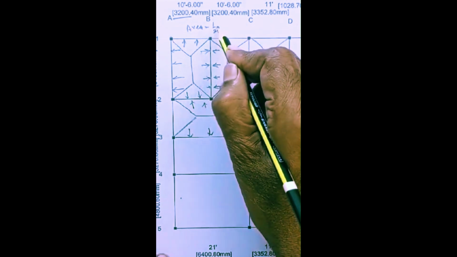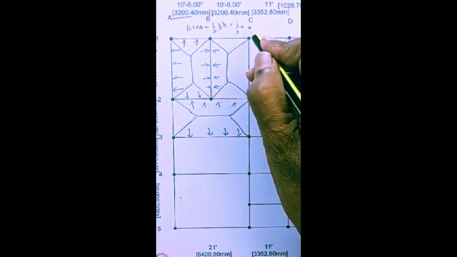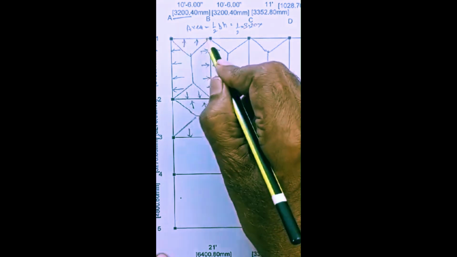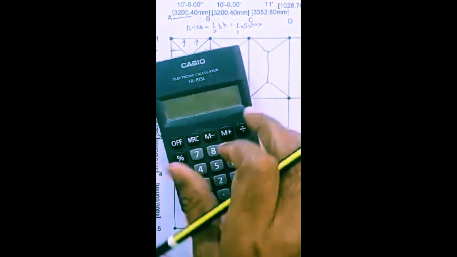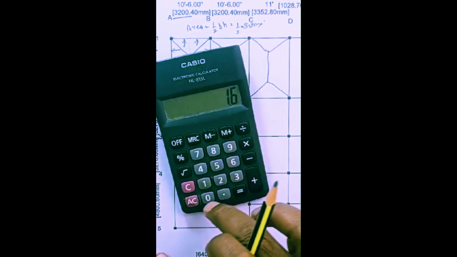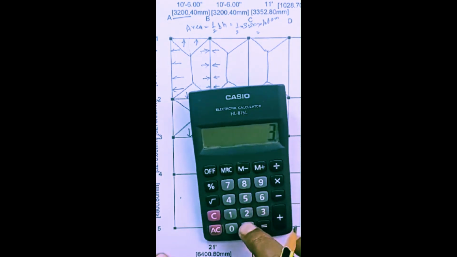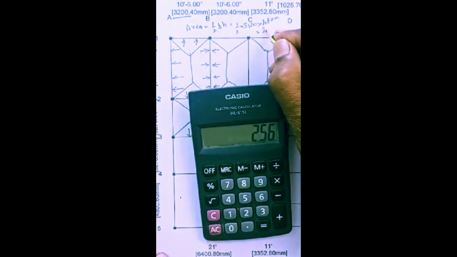Area equals 1 by 2 times base times height, equals 1 by 2 into base 3.2 meter. H means this one is H. This H is 50% of this length, it means 3.2 by 2, equals 1.6. So 1.6 meter. The area of this part is 3.2 into 1.6 by 2, which is 2.56 m square.